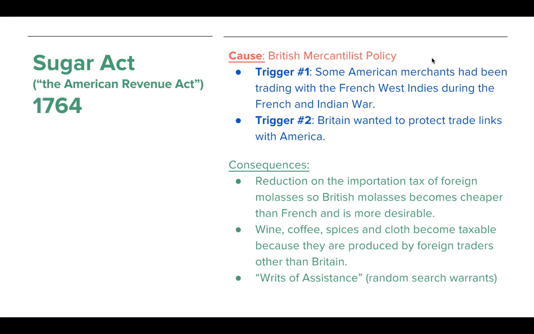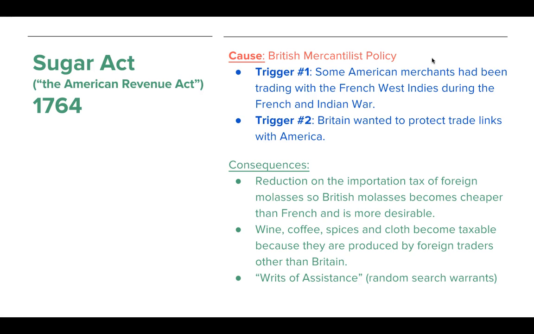And then the last consequence of the Sugar Act is this idea of writs of assistance, or random search warrants, which was kind of just tagged on to the end of the Sugar Act. The British said, just to make sure that everything's going smoothly and that you guys are doing what we want you to do, we are going to send random British troops that are left over from the French and Indian War into merchants' houses to make sure that there is nothing sus going on.